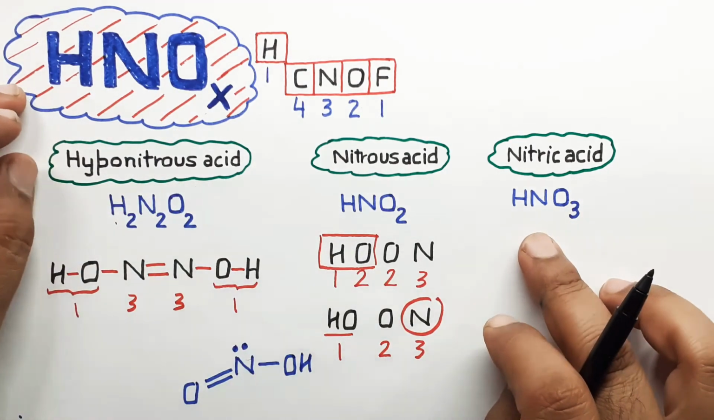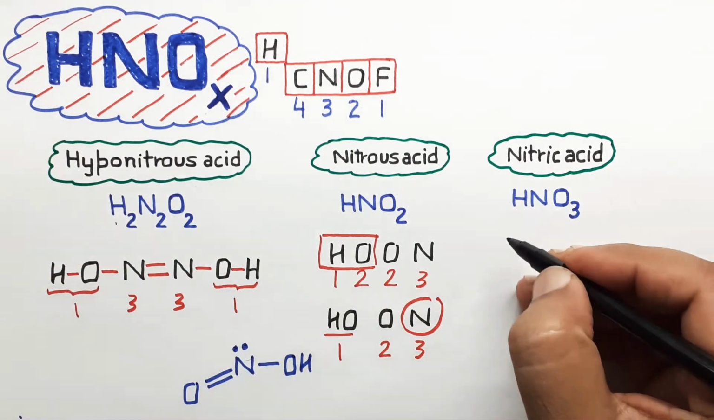Okay, now let's come to the final and most important acid of nitrogen, that is HNO3. So let us list everything.